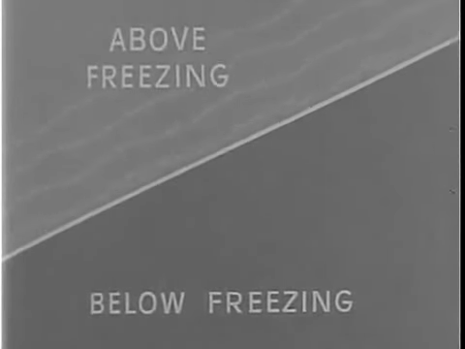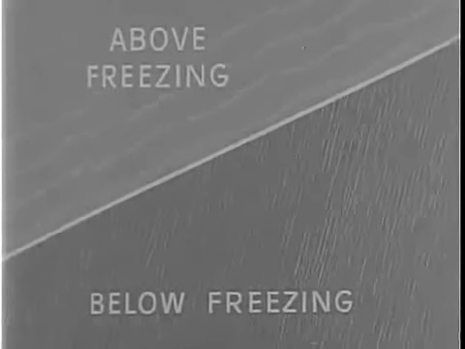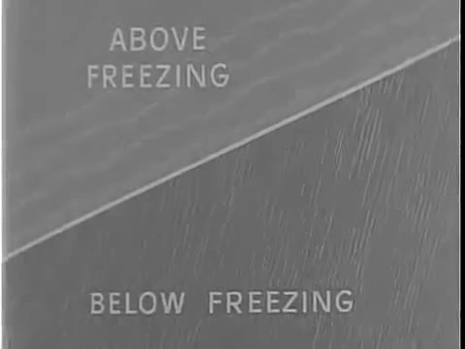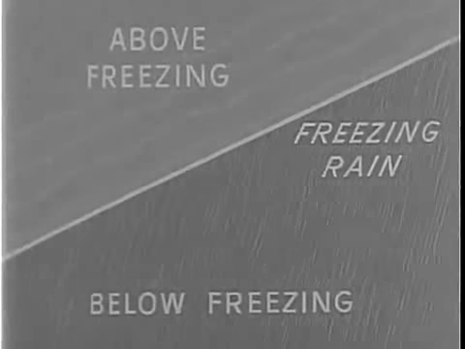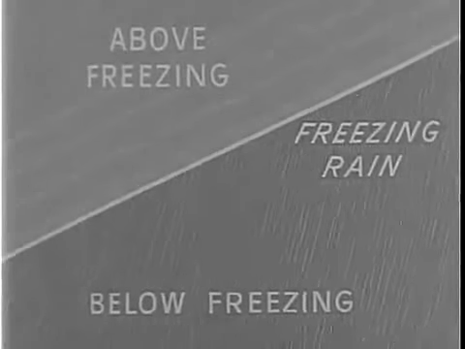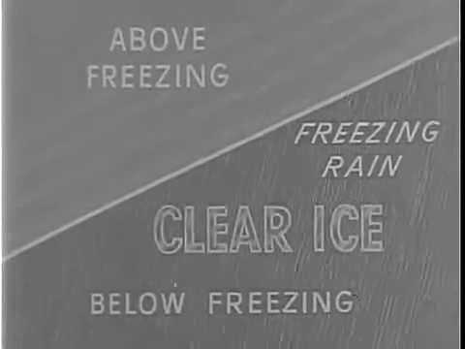Another condition that commonly gives rise to the formation of clear ice may be found in a situation where warm, moist air is forced to rise over a colder air mass. Rain or drizzle falling from the above freezing air into air well below freezing becomes freezing rain. Areas of freezing rain produce the most hazardous of all icing conditions, clear ice.